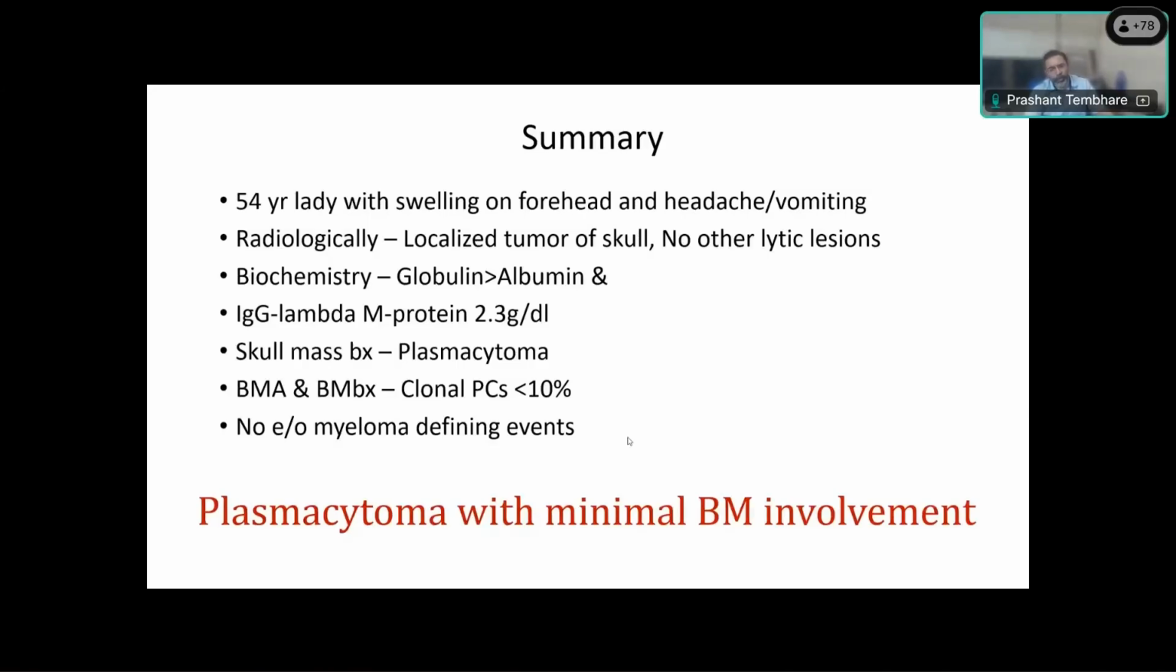If there is no bone marrow involvement, then it's just plain plasmacytoma, which is called a solitary plasmacytoma, which can be medullary or extramedullary. Usually medullary plasmacytoma is common. Less common is extramedullary plasmacytoma, which happens in the soft tissue. But when plasmacytoma presents with bone marrow involvement of less than 10% plasma cells, it is called plasmacytoma with minimal bone marrow involvement, and it has a very high risk of developing multiple myeloma.